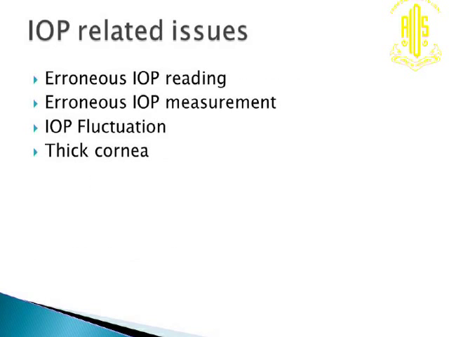IOP-related issues, I have already discussed all these issues, but you have to be very, very careful while you record the intraocular pressure. And remember one more thing: whenever you do a nice Goldmann applanation tonometry, I have also found that the first reading is always slightly higher than the second reading. So whenever I do applanation tonometry, I always take 2 or 3 readings, and I always found that the second or third reading is 1 or 2 millimeters lower than the first reading.